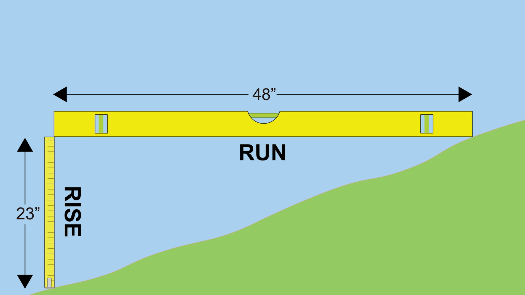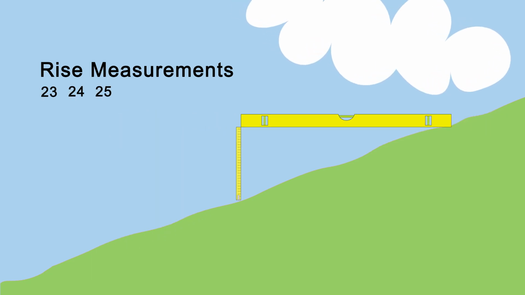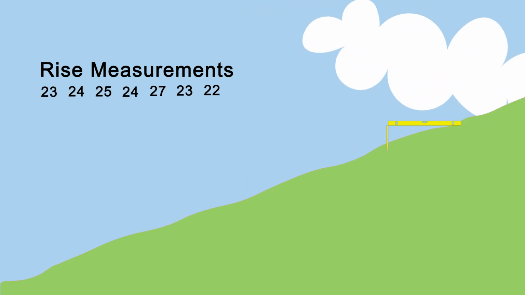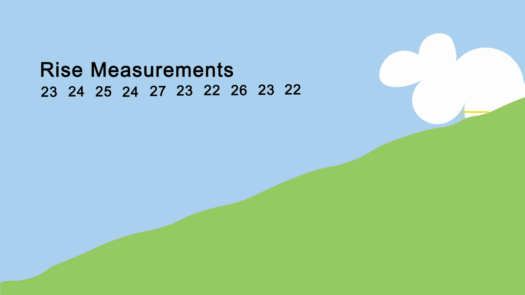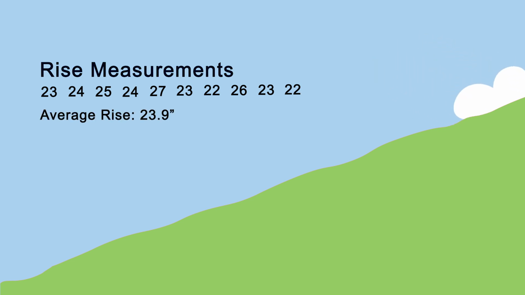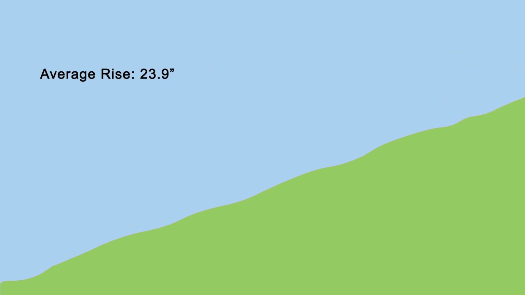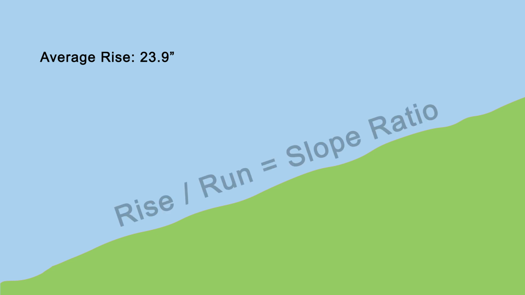This is the rise. Repeat this process every 10 feet across your slope, recording each rise measurement. Now calculate the average rise measurement. Using this average rise measurement, you can determine the slope ratio with this formula. Rise divided by run equals slope ratio.